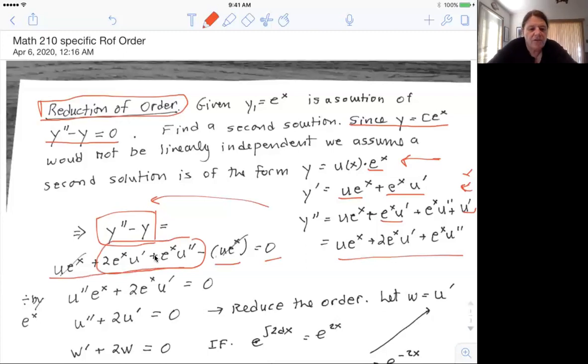Okay, so I'm right here. That's a second order DE. So you say, well, what did I gain by that? Well, nothing yet. But I do see that there's an e to the x in every term, so I'm going to divide everything in there by e to the x. Okay, so I've got u double prime plus 2u prime equals 0. All right, let me stop for a breath.